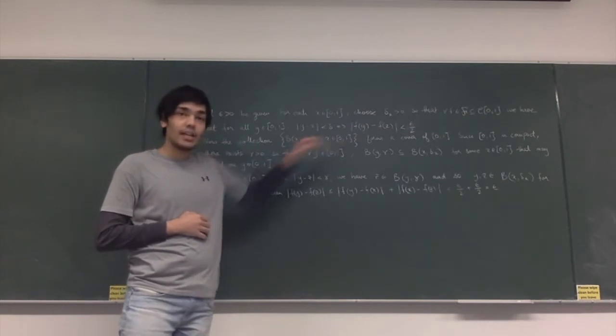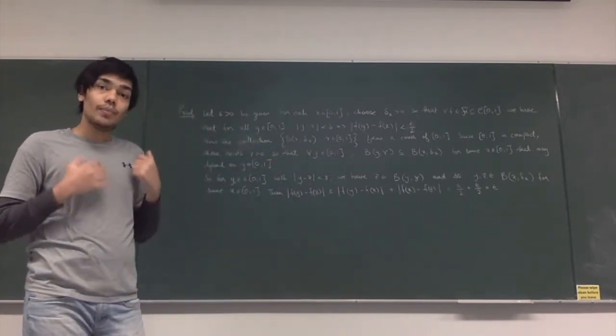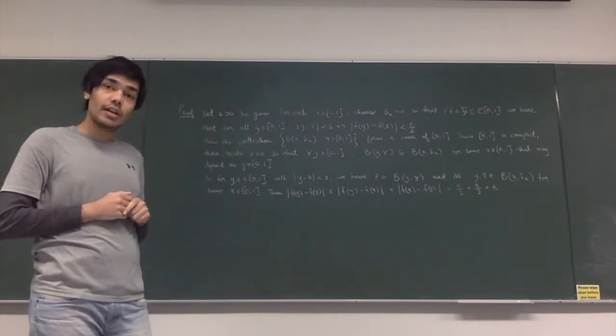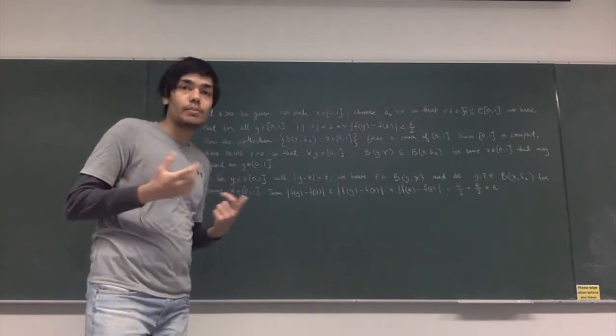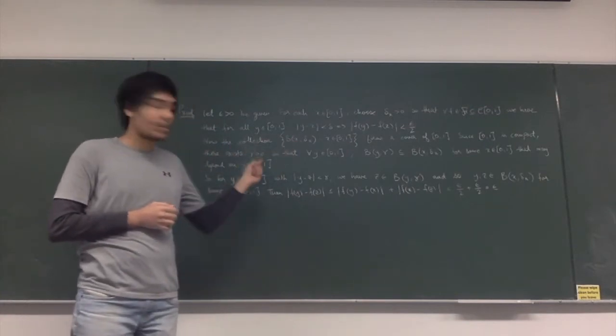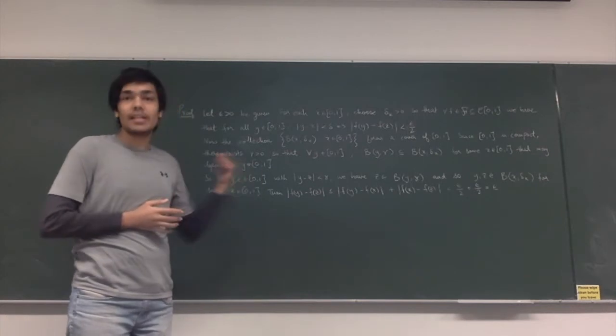For each x in our interval [0, 1], we look at this collection and notice that it actually forms an open cover of the closed boundary interval [0, 1]. It is open because open balls are open, and it is a cover because every single x in our interval [0, 1] is contained in one of these sets. Namely, it's the center of each of these sets.